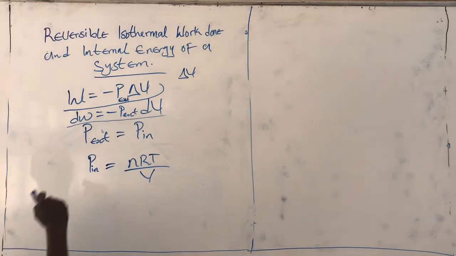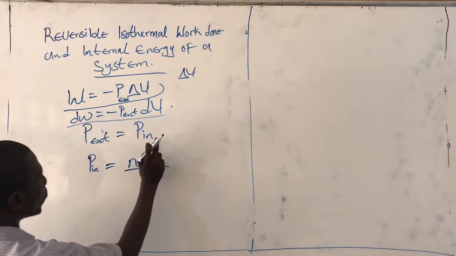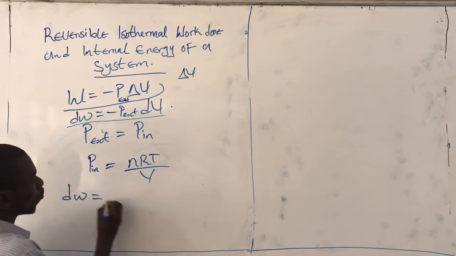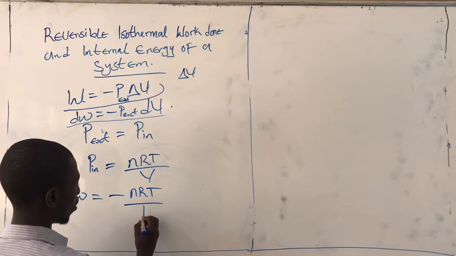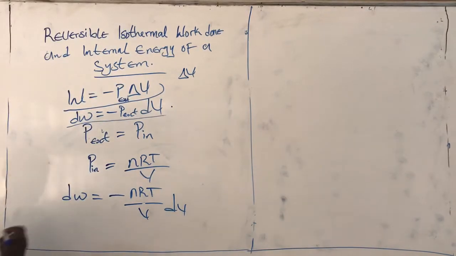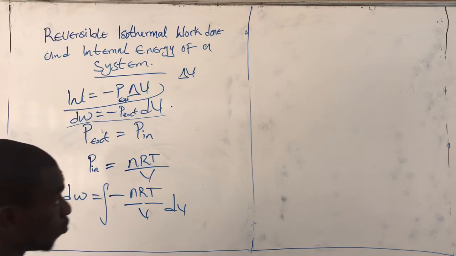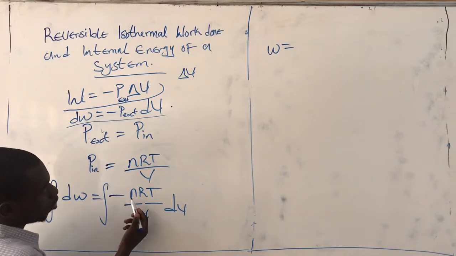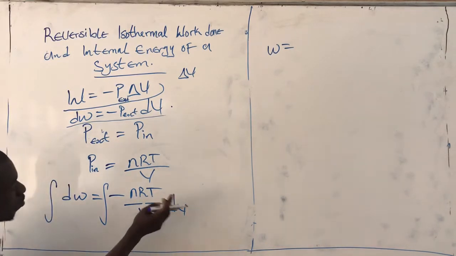So from here, since P external equals P internal, we can substitute this P external with this P internal, which is equivalent to nRT over V. Therefore, our dW will be equal to minus nRT over V dV. From here we can integrate this equation. So on integrating both sides, the integral of dW would give us W. W is equal to, keeping our number of moles constant, our molar gas constant, which is also a constant, and temperature, they are going to come out of the integral sign.